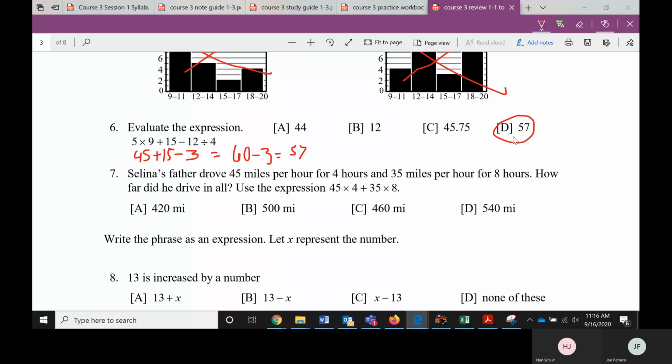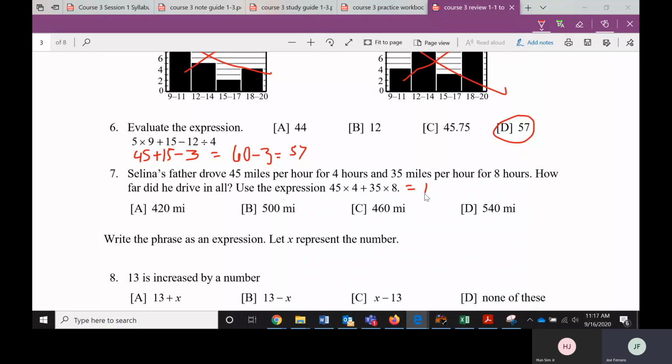So letter D. Okay. Number 7, Selena's father drove 45 miles per hour for 4 hours and 35 miles per hour for 8 hours. How far did he drive in all? It's not even too bad of a word problem, because they say use the expression 45 times 4 plus 35 times 8. So you don't even have to figure out how to do it. They told you. Basically, it's rate times time equals distance. So you're taking the 45 times 4, because that's the multiplication.